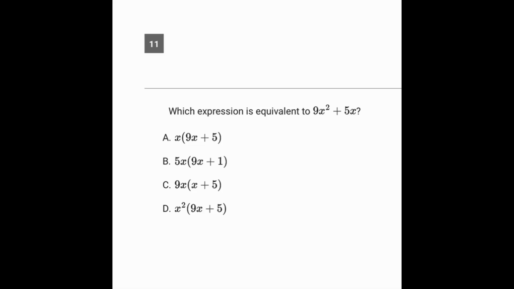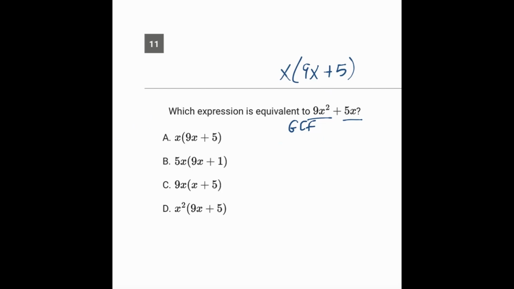So for question 11, there are 2 ways you can look at this. You can look at it from a factoring perspective, which is to say, what's the GCF, the greatest common factor, for 9x squared and 5x? And the answer is x. Both terms have at least one x. So now if we divide them both by x, we'll get 9x for the first and 5 for the second. And you can see that that matches answer choice A there.